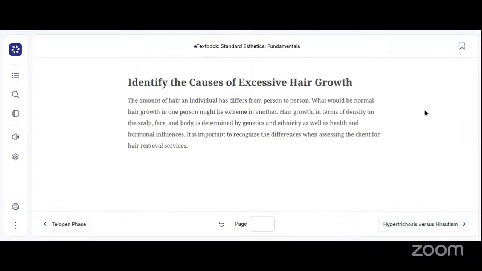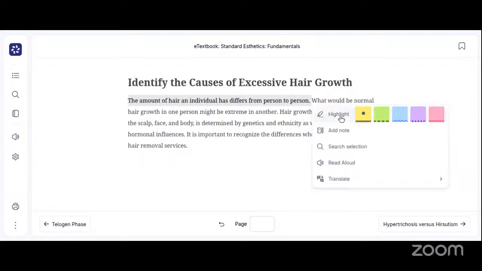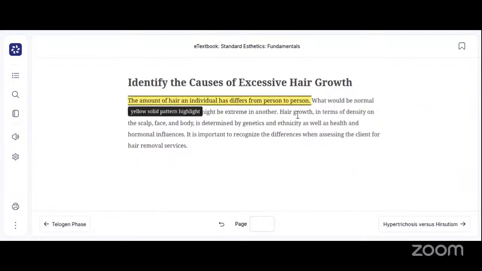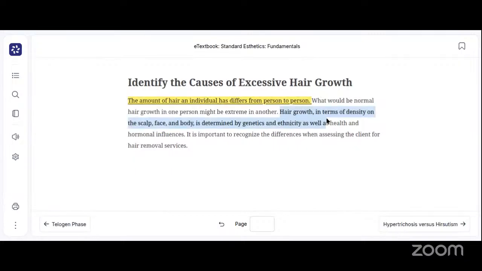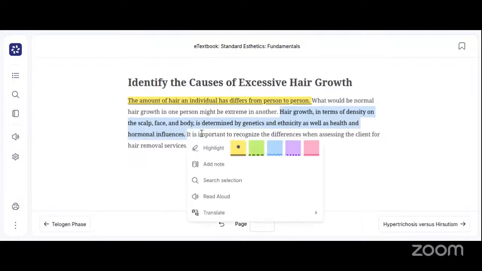Identify the causes of excessive hair growth. The amount of hair an individual has differs from person to person. So when we begin talking about hair growth, no two people are going to be the same. Let's make sure we get that in our head. Hair growth in terms of density on the scalp, face, and body is determined by genetics and ethnicity, as well as health and hormonal influences.